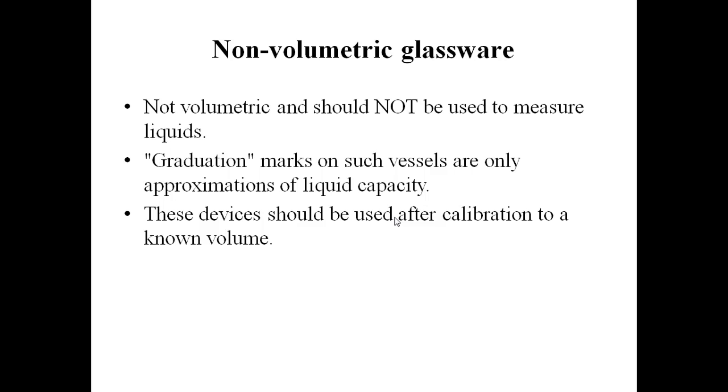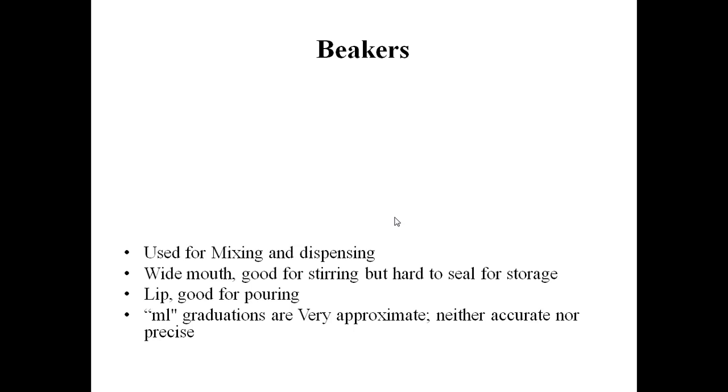Non-volumetric glassware are those by which we cannot measure the exact or accurate volume of liquid precisely. Graduation marks on such vessels are only an approximation of liquid capacity, and these devices should not be used without calibration for volume measurement. For example, beaker.